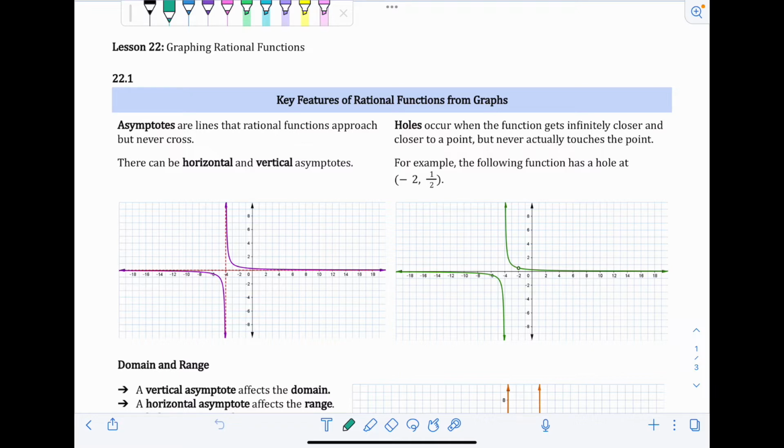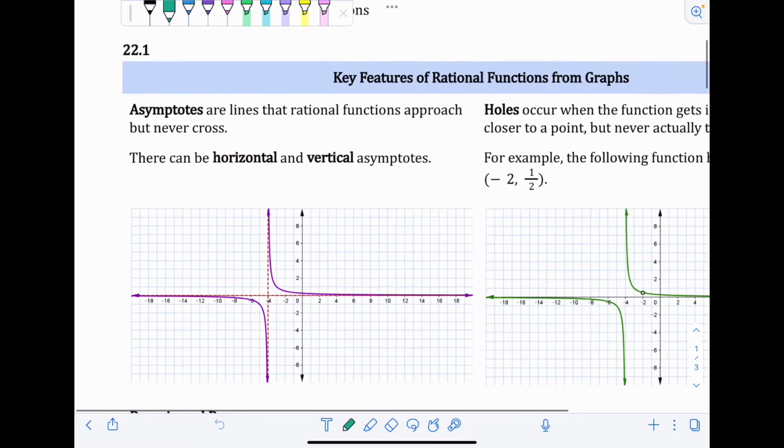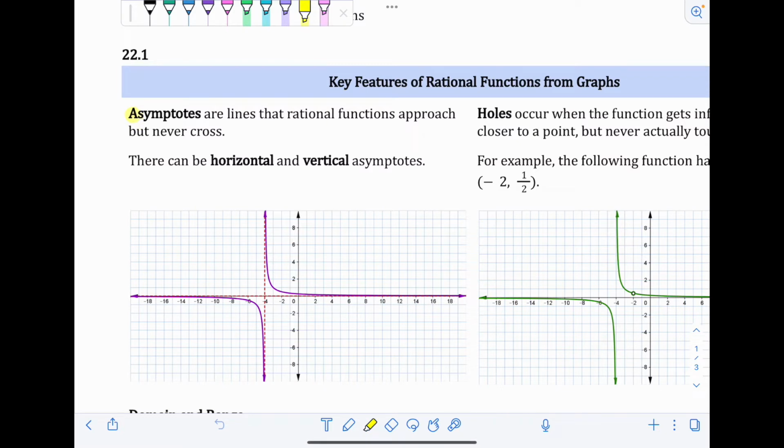Lesson 22 is about graphing rational functions. So 22.1 will just introduce some key features of them. We're going to start on the left side of the page with asymptotes. Asymptotes are lines, kind of like imaginary lines, that the rational function will approach but never cross. There can be horizontal and vertical asymptotes.